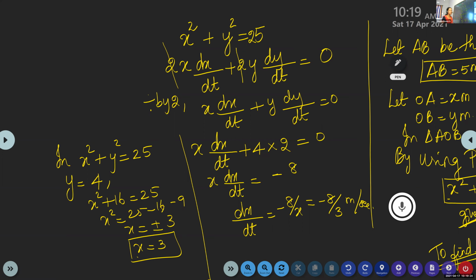Look here, we are getting a negative sign. Therefore, the length is decreasing. Therefore, the length is decreasing at the rate of 8 by 3 meter per second. When you write the word decreasing, no need to put minus. The height on the wall is decreasing at the rate of 8 by 3 meter per second.